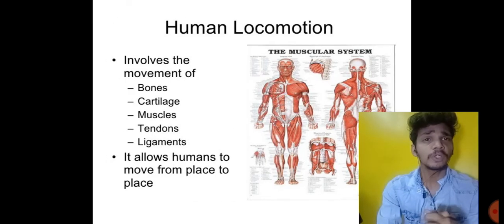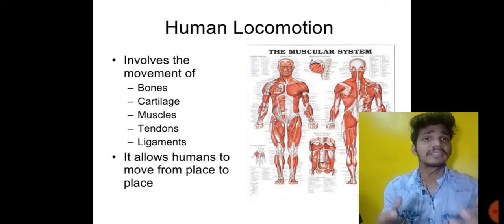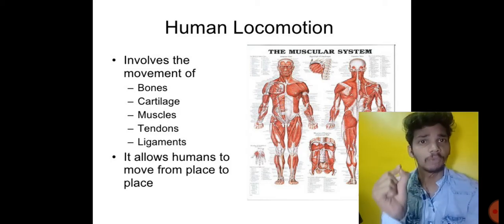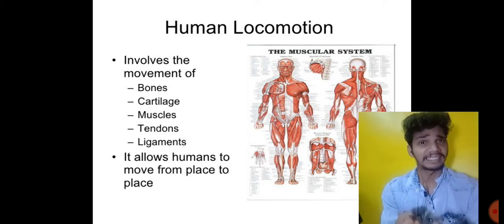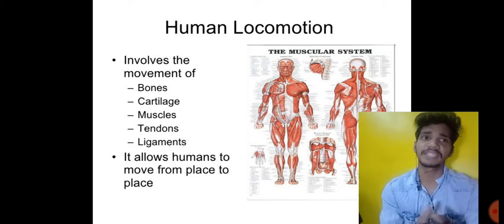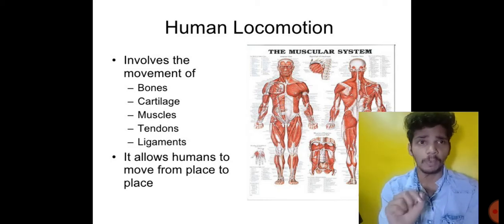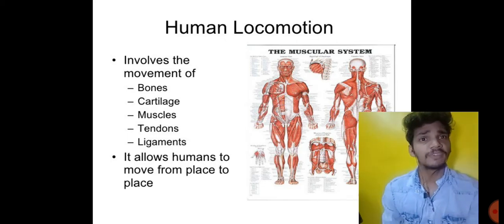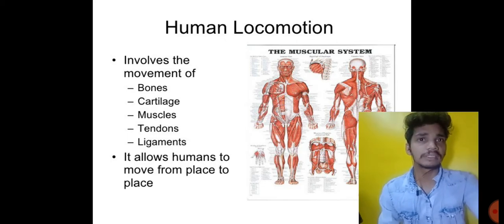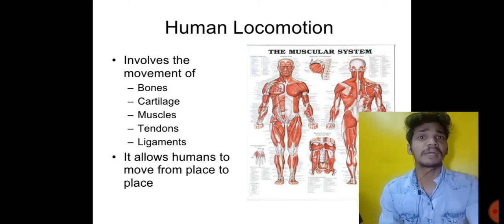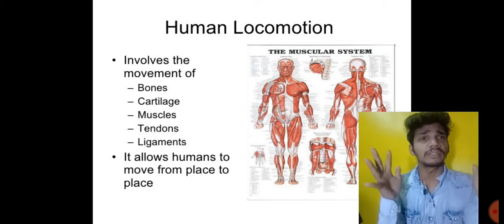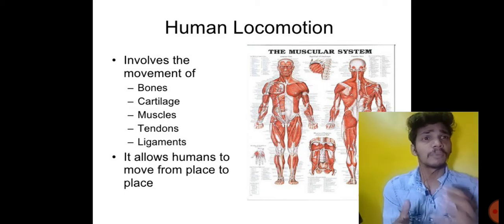When you talk about human locomotion, the slide in front of you says that it involves the movement of the bones, cartilage, muscles, tendons, and ligaments. What are the bones, cartilage, muscles, tendons, and ligaments? We're going to talk about this in the next slides. But all of these have to act in a coordinated manner so that the movements can happen.